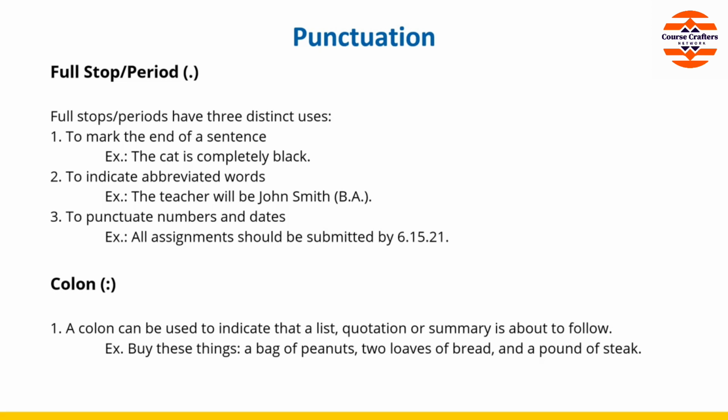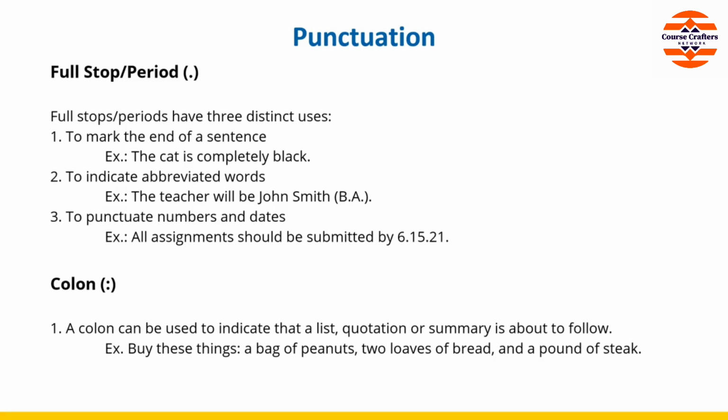And the last one we have is to punctuate numbers and dates. So for example, all assignments should be submitted by 6.15.21. So you see, when we have numbers or especially dates, it's very common. So we use a period in that case as well. And the next punctuation we have is a colon.